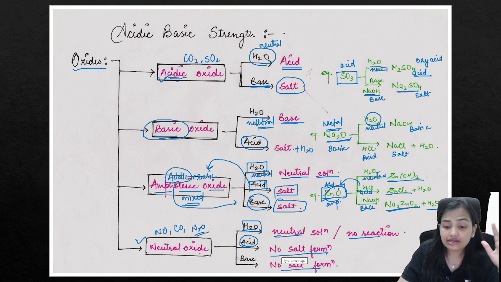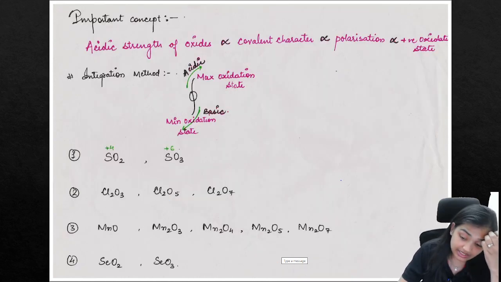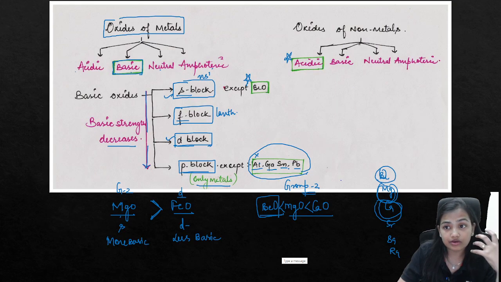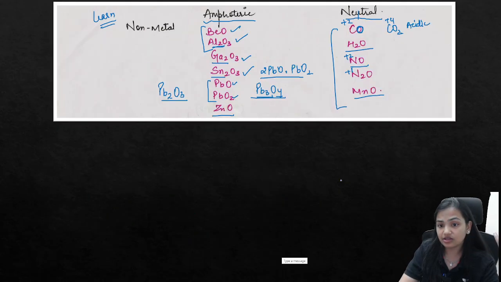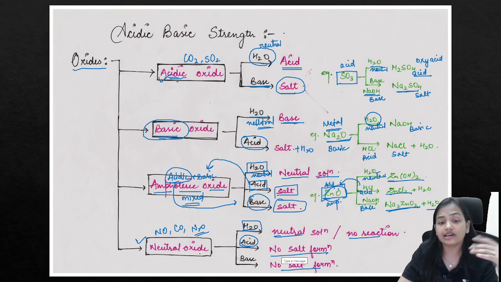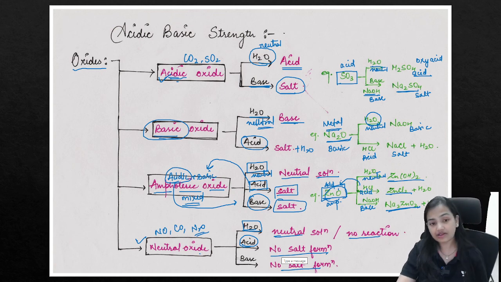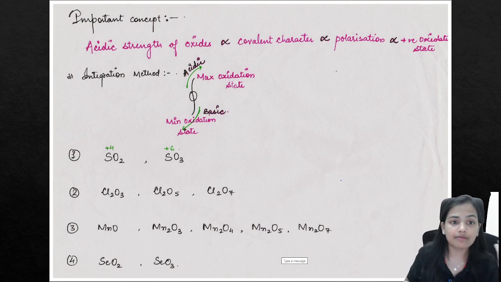Now here, let me move ahead and tell you about one more concept. As of now we discussed the oxides of metals and non-metals. The oxides of metals are basic, the non-metals are acidic, what are amphoteric, and what are neutral oxides. So these are the 4 points that we already covered, and I discussed with you how you can frame the reactions whenever you are given such oxides.